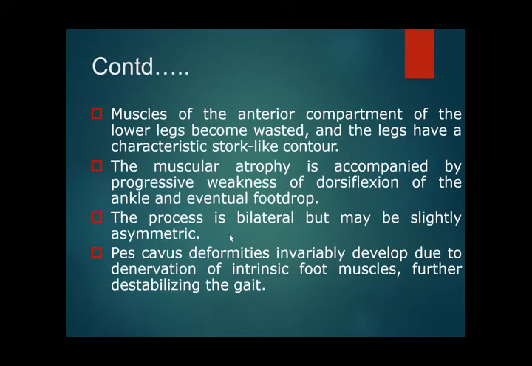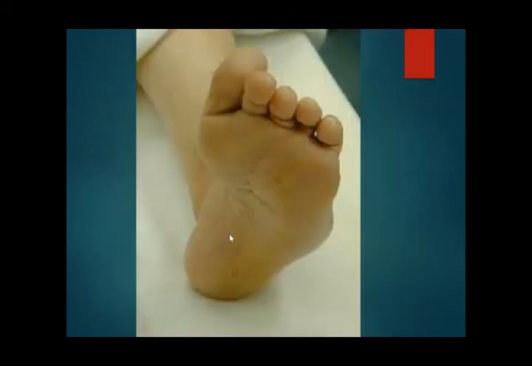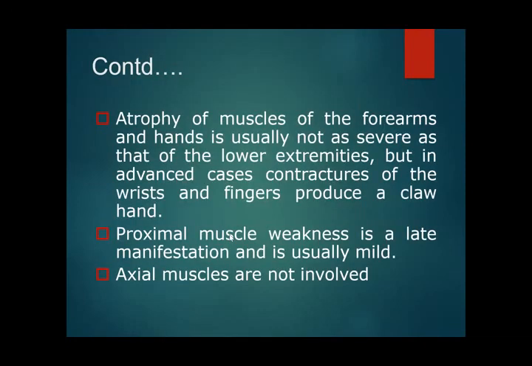Atrophy of the muscles of the forearms and hands is usually not as severe as that of the lower extremities, but in advanced cases, contracture of the wrist and fingers produces a claw hand. Proximal muscle weakness is a late manifestation and is usually mild. The weakness is mostly distal, and in these patients, axial trunk muscles are not involved. This is claw hand deformity with wasting of the hand muscles.